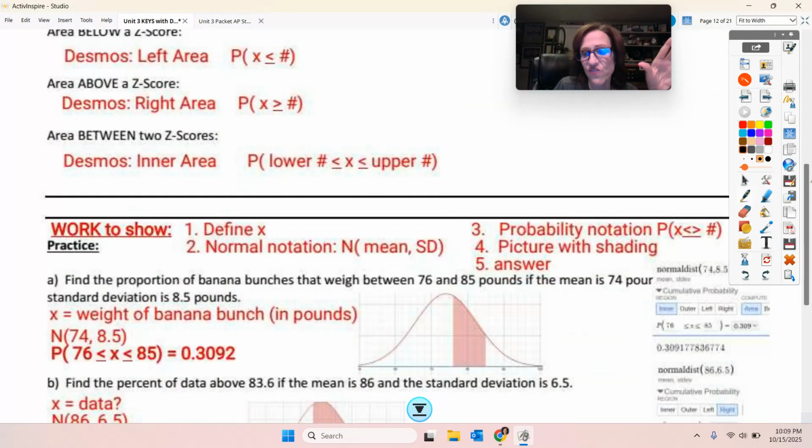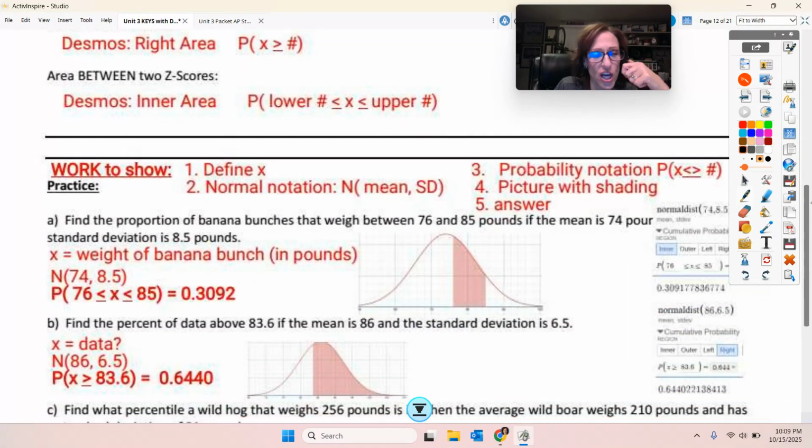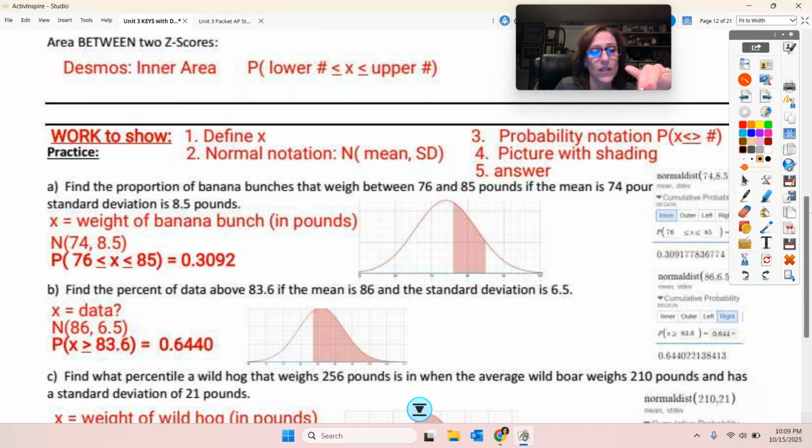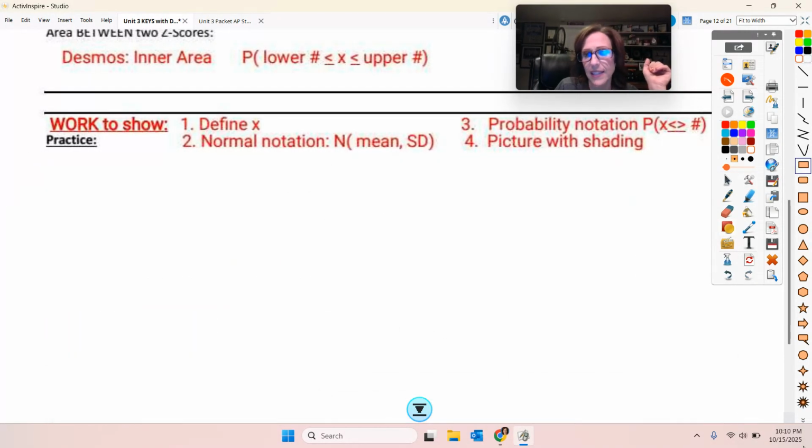So now let's just finalize this. What work do you show? Okay, so let's start from scratch. Here we go. What work do I show? Everything. Let's do it.